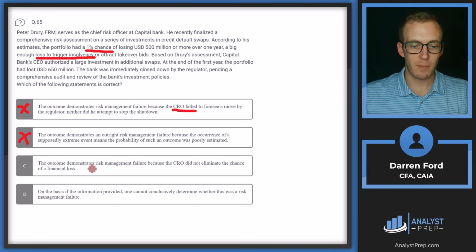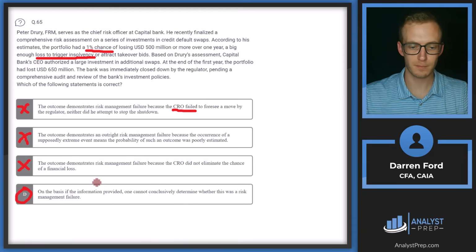D, the outcome demonstrates risk management failure because the CRO did not eliminate the chance of a financial loss. We can rule that out too. We're not going to be able to ever eliminate the chance of financial loss completely. If we do so, that means we're taking on no risk, and so all we would earn is the risk-free rate. On the basis of, so it looks like D should be our answer.